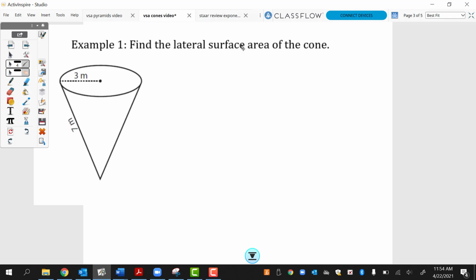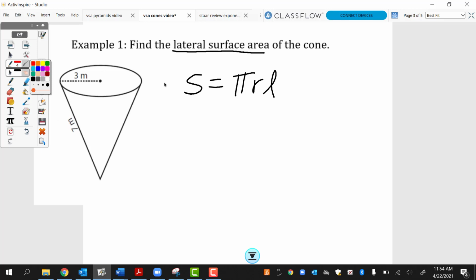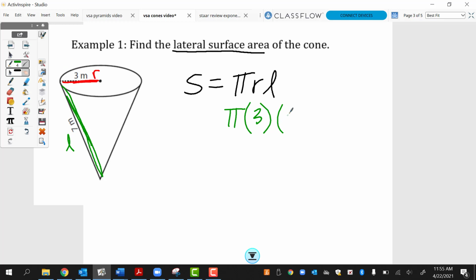So number one, find the lateral surface area. So first of all, I'm reading it. I'm underlining, oh, it wants lateral surface area. I write down the formula, pi R L. Okay. I need to know what's the radius, what's the slant height. So I'm looking over here. My radius is on the circle. I see that it's a 3, so I label that R. My slant height is on the edge of the cone. It's right there, so that's going to be 7. Then I just got to plug it in. So pi is just pi. My R was 3. My L was 7.